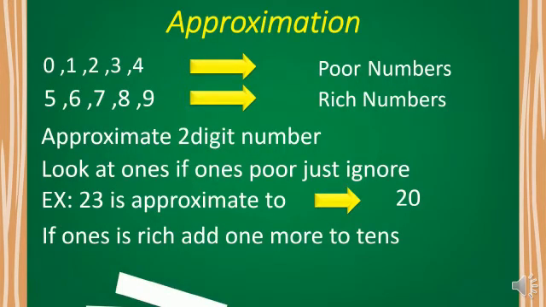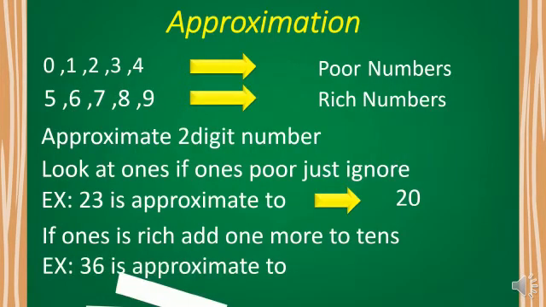If ones is rich, add one more to tens. Example: 36. Look at ones. Is 6 rich or poor? 6 is rich. Okay, so we will add 1 to tens. So 3 plus 1 equals 4. So 36 approximates to 40. We can say approximate to or nearest to.